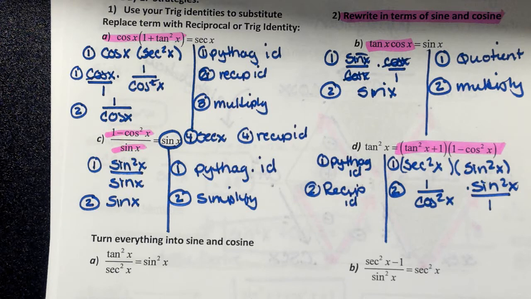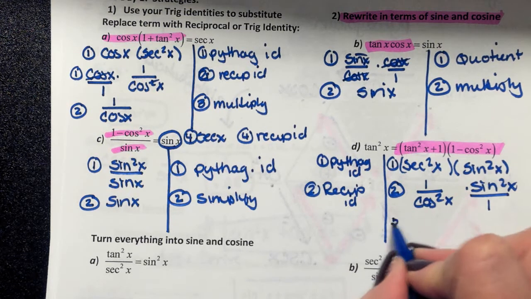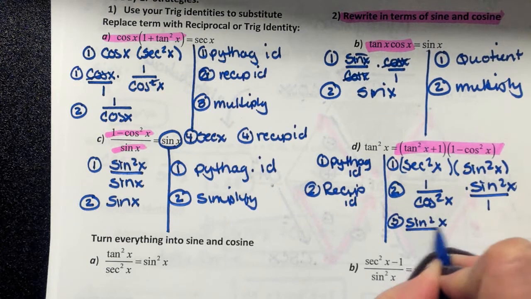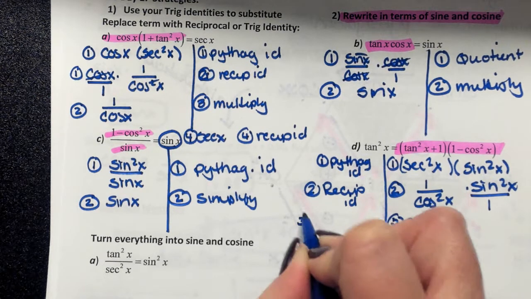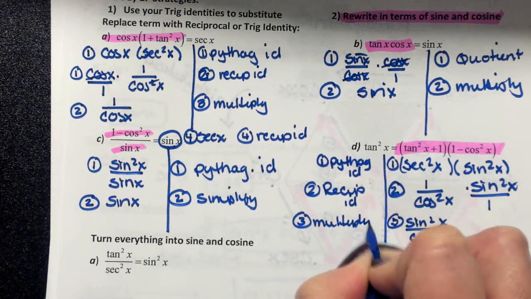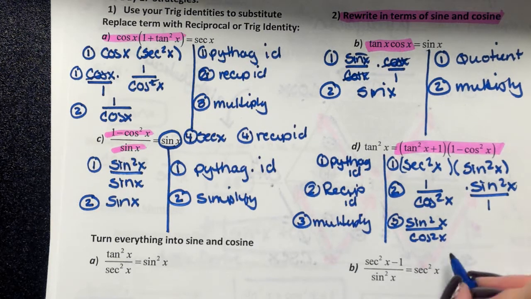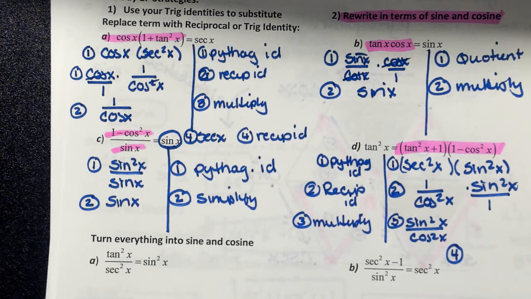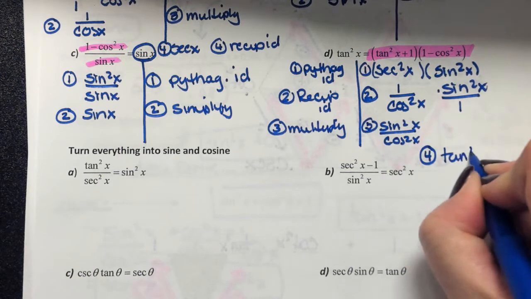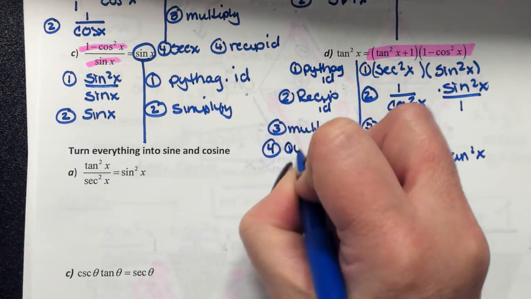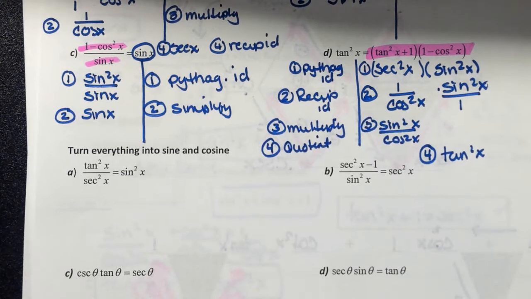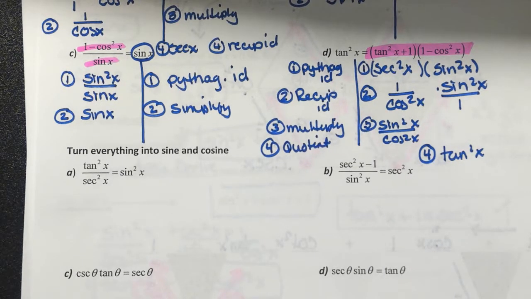What would I do with those two fractions? Multiply them. So sine squared x over cosine squared x. And I just multiplied. What is sine squared over cosine squared equal to? Tangent squared. What's my reason? Quotient. Okay? The big strategies that we're concentrating on are changing everything into sine and cosine and using those reciprocal and Pythagorean identities.